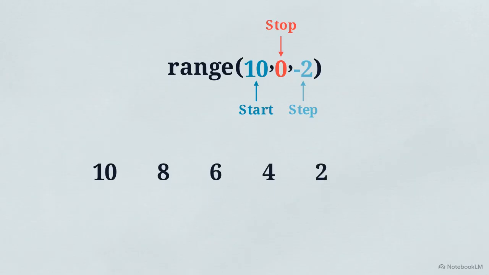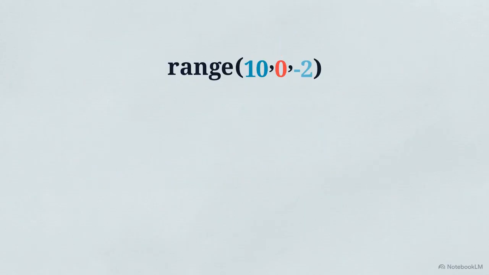The most critical rule is the exclusive stop bound. The sequence will execute up to, but will never include the defined stop value. When using a negative step to count backward, the starting number must be strictly greater than the stopping number.